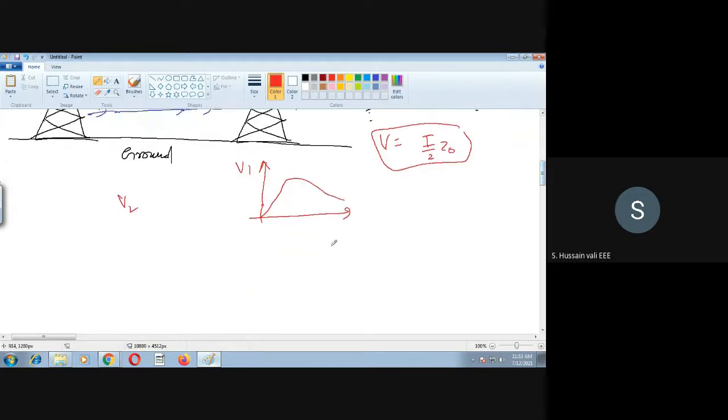So for the front direction, the shape is like this. Whereas for the backward direction you will find the shape is something else. It's just a mirror image, something like this. So this is for the backward side, V2, whereas this is for V1. That is the difference you will find.